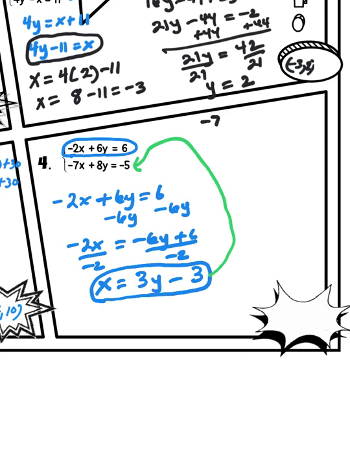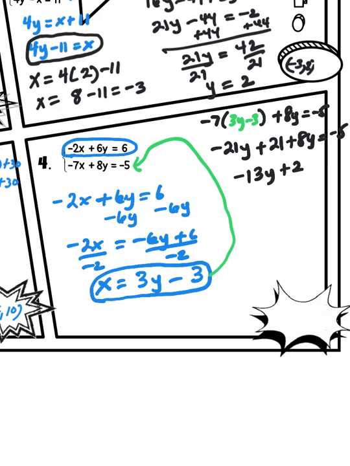So what do we have? We have negative 7 parentheses plus 8y equals negative 5. And what's going to go in there? 3y minus 3. That's what's going to go in there. So what do we have? We have negative 21y plus 21 plus 8y equals negative 5. Negative 21y plus 8y gives you negative 13y plus 21 equals negative 5.